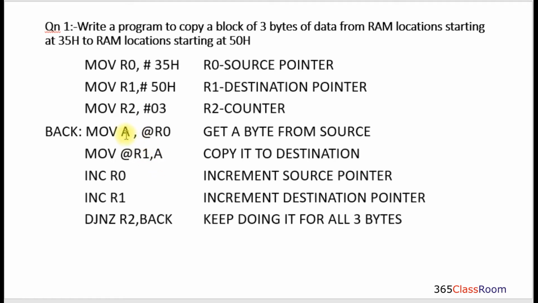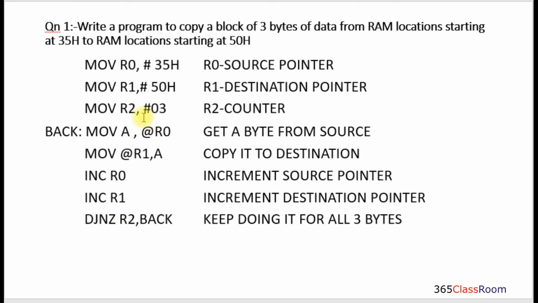Now the accumulator will be having this value. This value you have to transfer to the 50H address location. So @R1 means R1 will be pointing to an address location. To that address location you have to transfer the data. So after this you have to increment R0 as well as you have to increment R1. Then you have to check whether this 03 has decremented or not by using the instruction DJNZ R2. DJNZ means decrement and jump if not zero.